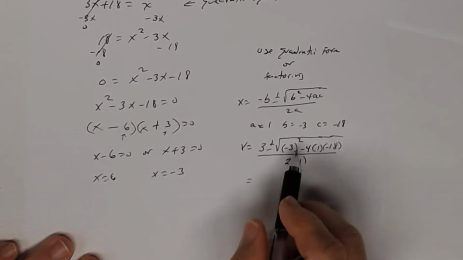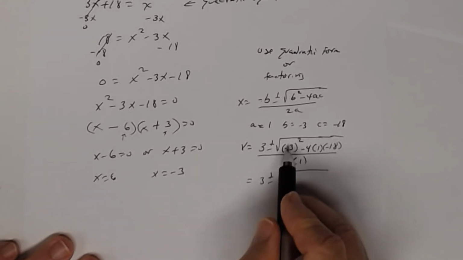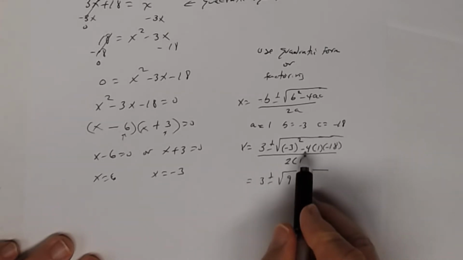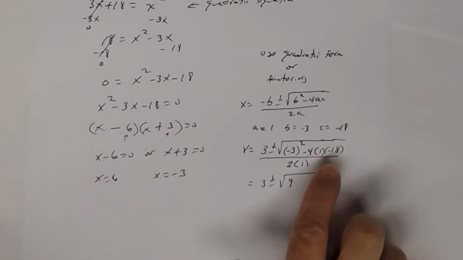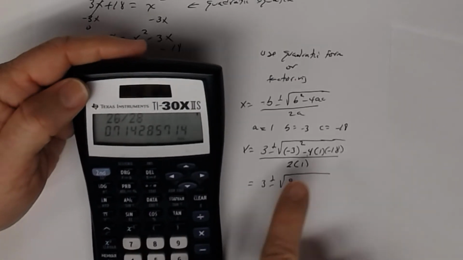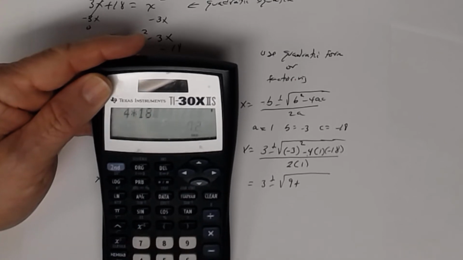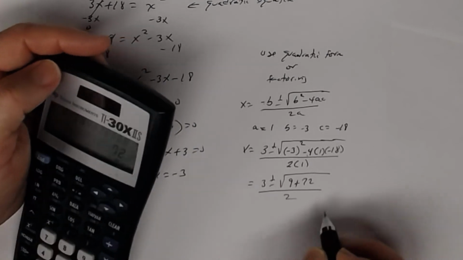Okay, now simplifying this, I get 3 plus or minus the square root of negative 3 times itself, which is 9, minus 4 times 1 times a negative 18. A negative times a negative is a positive, so I'll be adding something. And so use your calculator. You're going to say 4 times 18, which is 72, all divided by 2.